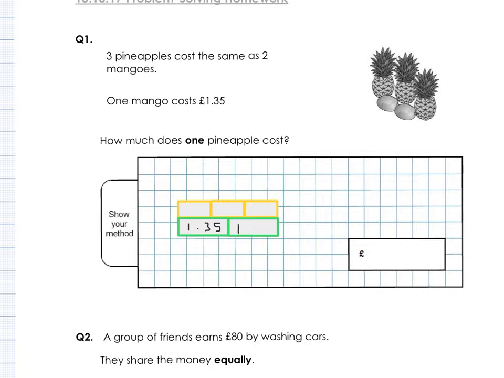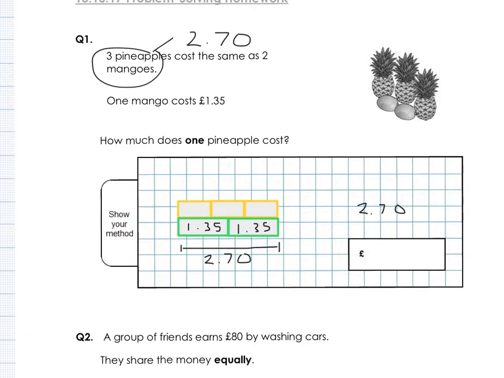Now the other mango must also cost £1.35. So now I can tell that both mangoes together would cost me 2 lots of £1.35, which is £2.70. Now because the 2 mangoes cost the same as the 3 pineapples, I also now know that 3 pineapples cost £2.70.